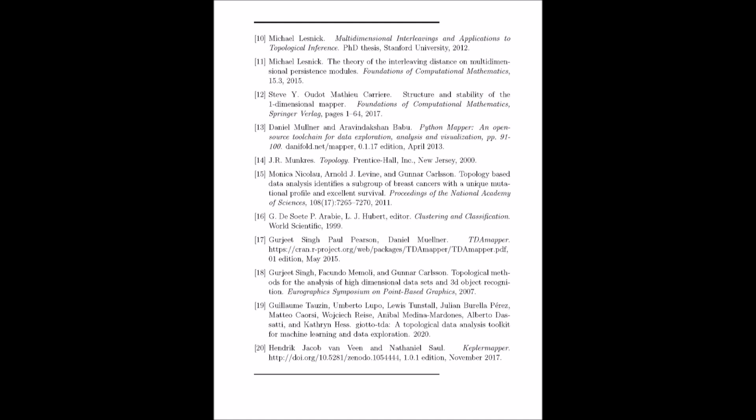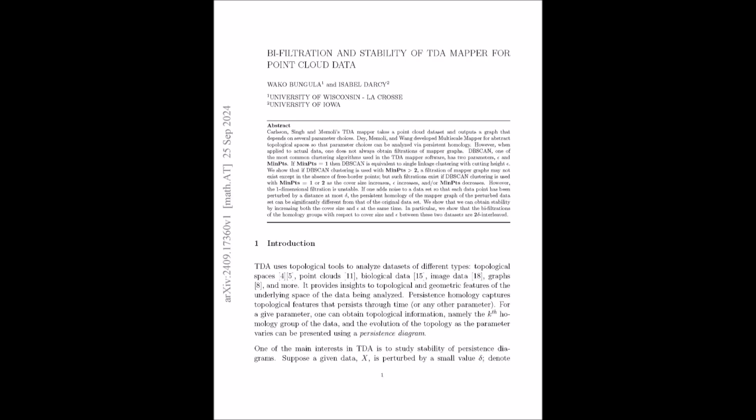That's where bi-filtrations come into play. It's about testing how robust our findings really are. Okay, how do we do that? Imagine looking through binoculars. You could adjust the focus to get a clearer view, right? Yeah. Bi-filtrations are similar. We're looking at the data with different parameter settings, sort of like adjusting the focus to see if our findings hold up.